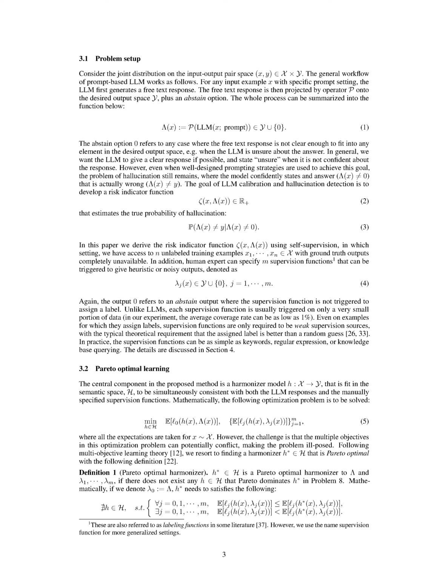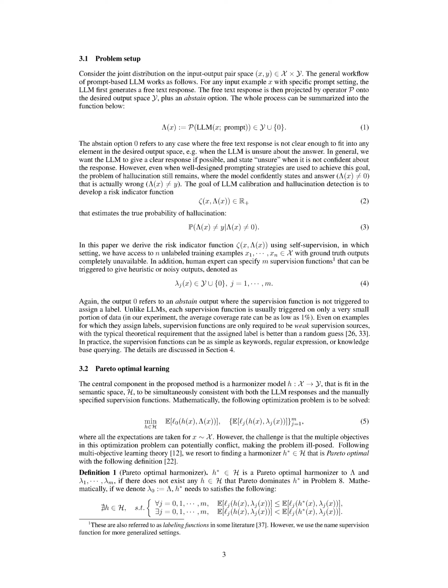In general, we want the LM to give a clear response if possible, and state unsure when it is not confident about the response. However, even when well-designed prompting strategies are used to achieve this goal, the problem of hallucination still remains, where the model confidently states an answer that is actually wrong. The goal of LM calibration and hallucination detection is to develop a risk indicator function that estimates the true probability of hallucination. In this paper, we derive the risk indicator function using self-supervision, in which setting, we have access to n labeled training examples with ground truth outputs completely unavailable.